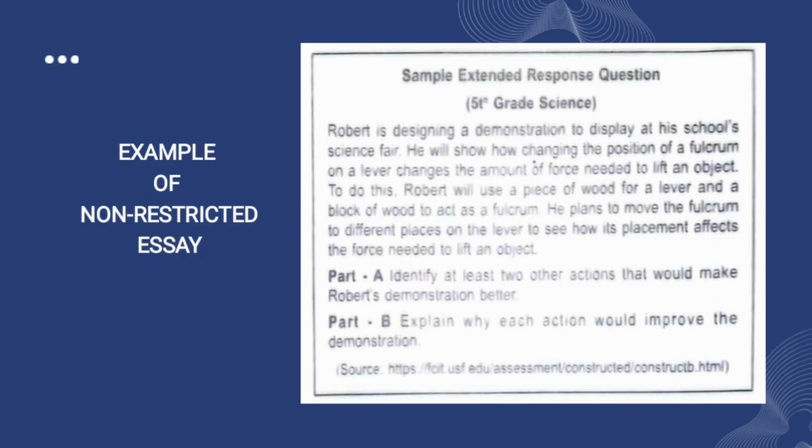Wherein ang sa non-restricted essay kay pakita na to diri nga taas siya ang kanang kuan, ang scenario or ang question, and then we have here part A nga i-identify ang at least two other actions that would make Robert's demonstration better. And then for part B, kay i-explain siya sa why each action would improve the demonstration. So this part A and part B, ang answer na siya kay into essay form. So mas ma-elaborate ang bata, mas longer ang ilahang essay.